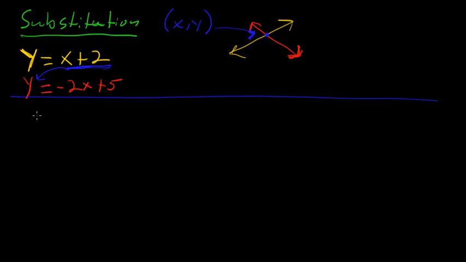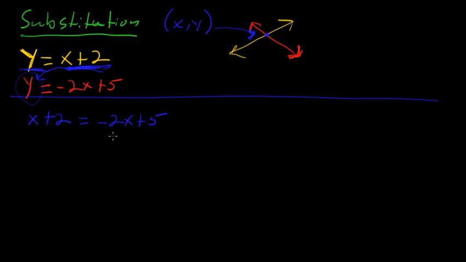Okay, so we're going to say x plus 2 equals negative 2x plus 5. So we just substituted this x plus 2 right here for the y. See the y right here? We substituted it right there, so it's like y equals this, because it says y equals. Okay, so now we just go ahead and solve.